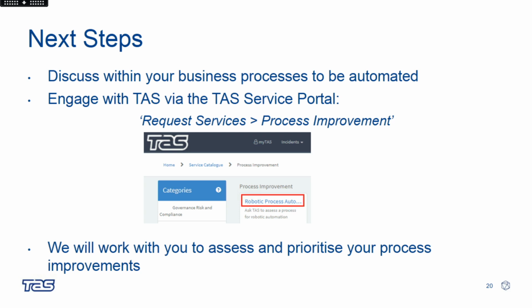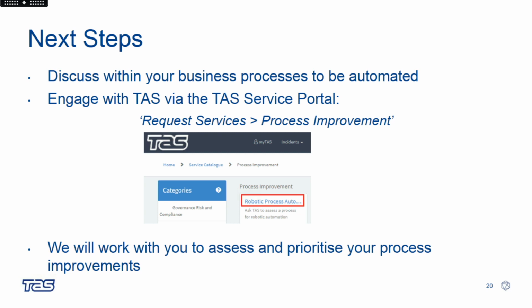Otherwise, if you have a pretty good understanding of the processes that you want to automate and you have even a rudimentary process, something as simple as a checklist or bullet points, you can log on to the service portal, go to request services and click on the process improvement category, and fill in our robotic process automation catalog item. In there, that catalog item will ask you some of those questions from before, such as how often does the process run and how much time do you spend delivering each process.